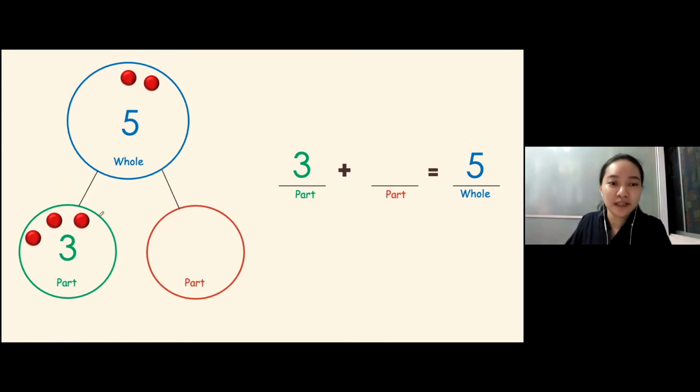So I have 3 here. So how many do I have here? Let's move the rest here. So 3 and 2 makes 5. Another way is I have 5. Then I have 2 here. So 2 plus how many makes 5? Let's move the rest here. We know that 2 and 3 makes 5.